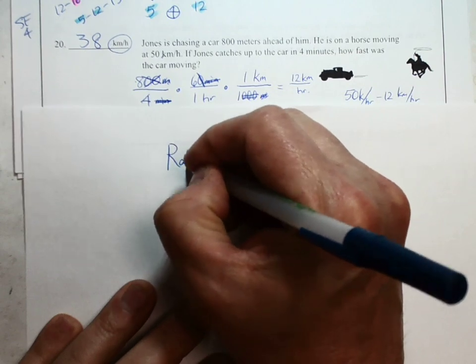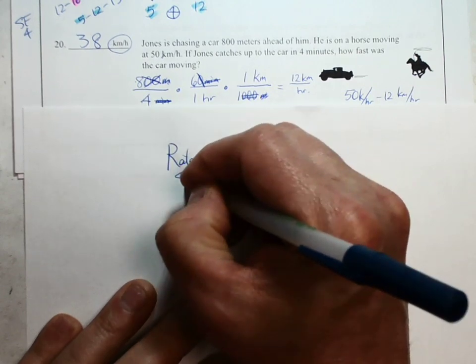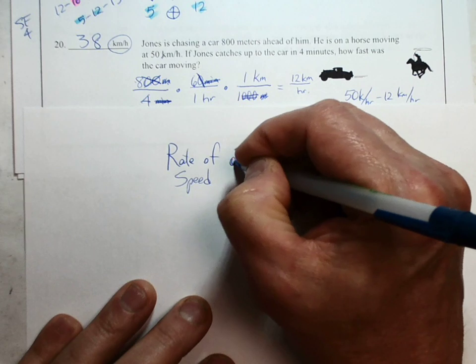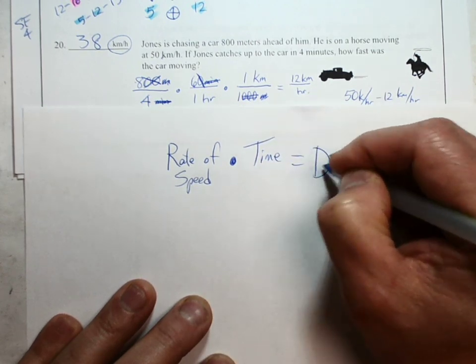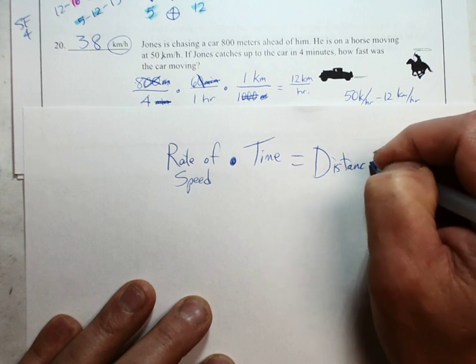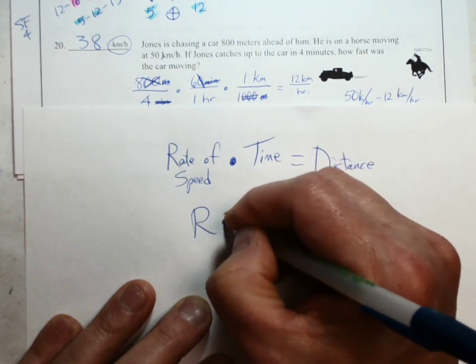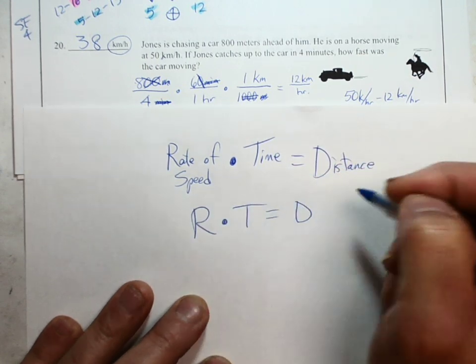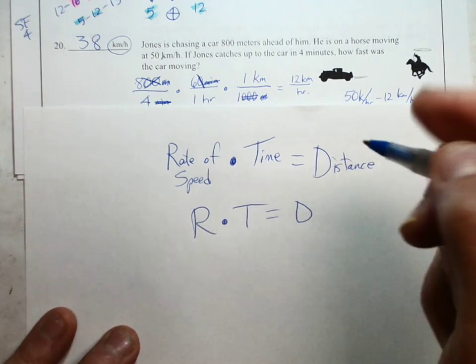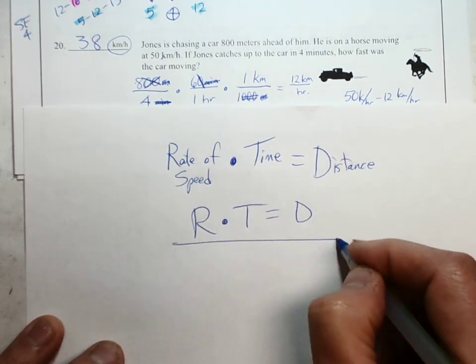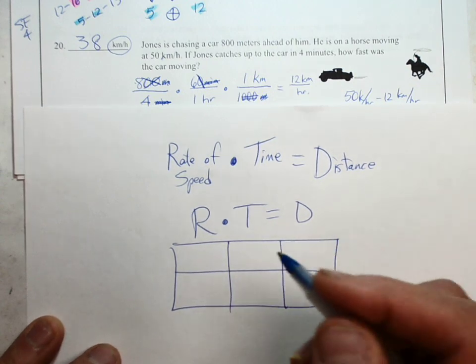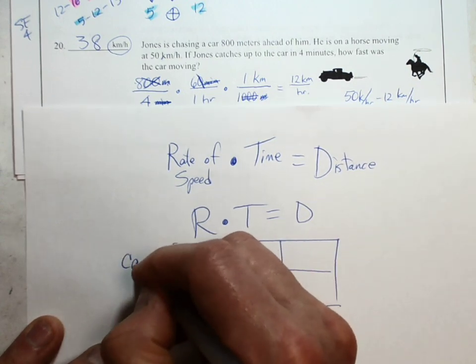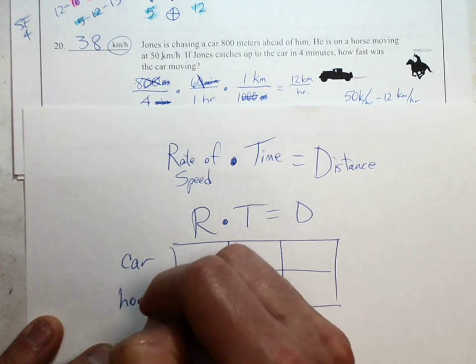We know the rate of speed, or you should know, the rate of speed multiplied by the time that someone is traveling is equal to the distance traveled. Okay, so R times T equals D. That's a generic formula you need to burn in your brain. So if I make a little chart here real fast, because the bell is going to ring shortly. I've got a car and a horse, right?